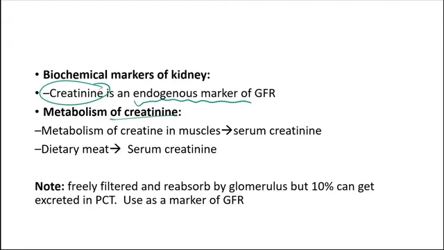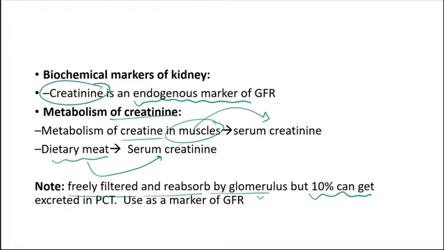How is creatinine produced? I'll talk about it a little bit. It is produced by the metabolism of creatine in the muscle, which will produce serum creatinine. And then when we eat protein like meat, that will also produce serum creatinine. Creatinine is freely filtered by the glomerulus, and only 10% gets secreted in the proximal convoluted tubule. It is used as a marker of GFR.